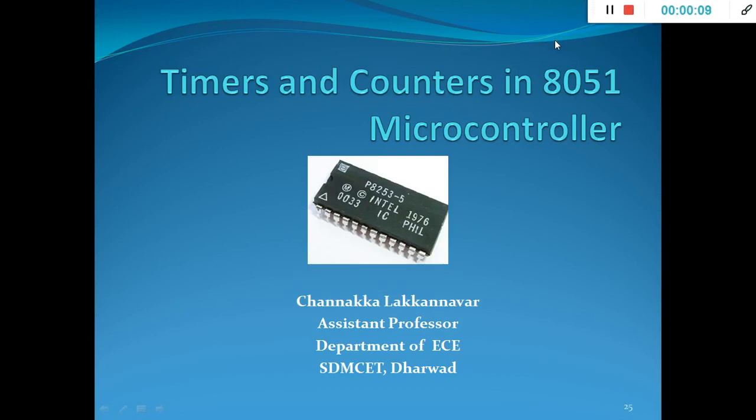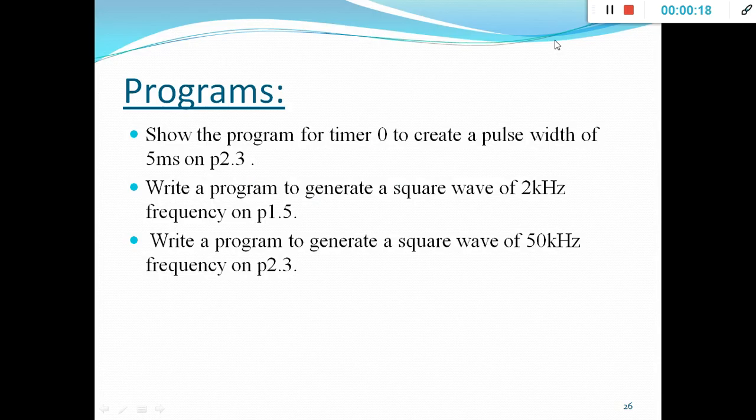So today's topic is how to execute the timer program in Keil software. Today's agenda is I am going to explain three programs. First one is to show the program for timer 0 to create a pulse width of 5 millisecond on P2.3. Second one is to write a program to generate a square wave of 2 kilohertz frequency on P1.5. Then write a program to generate a square wave of 50 kilohertz frequency on P2.3.